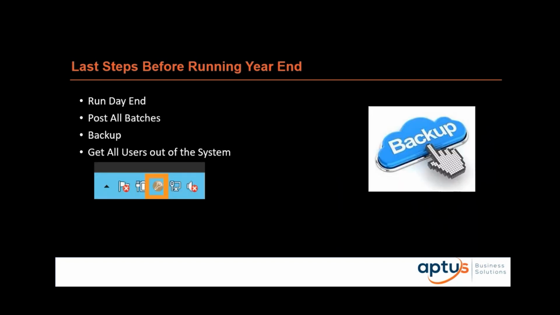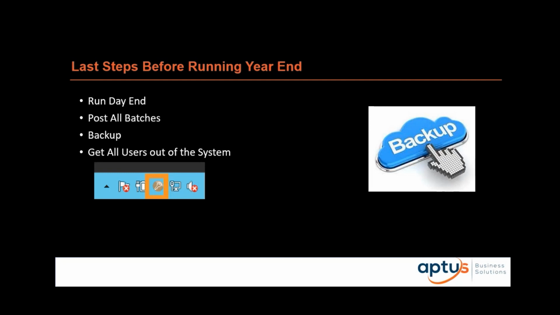Okay, the next thing before actually clicking the button, you'll be doing a day end process if you're running the inventory modules. It just helps push all the batches through the system. We make sure everything's posted. We make sure that we back up. And when you do go to run the year end function, it will want all users out of the system. It'll give you a message and tell you you cannot run it while there's users in.